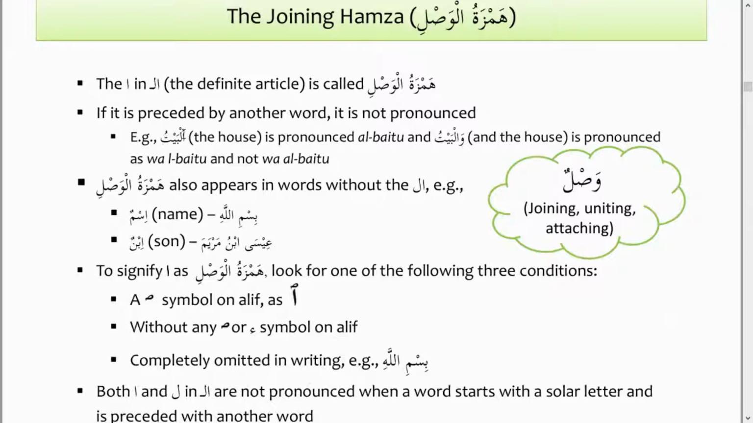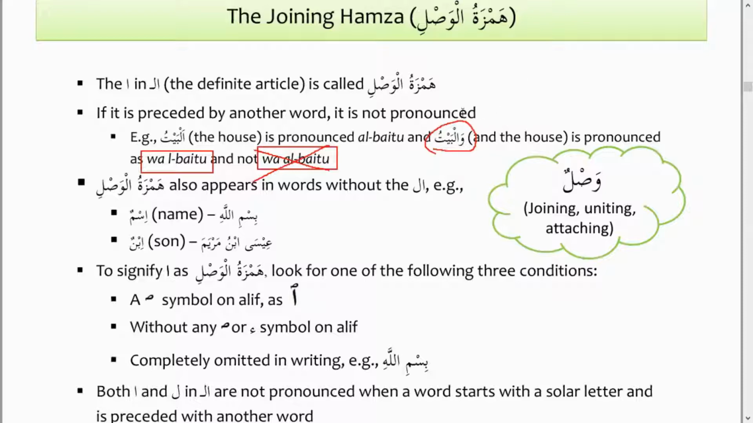We are pronouncing the Hamza, right? We are pronouncing Al-Baytu as Al-Baytu. And whenever any other word comes before it, such as wow, we won't say wa al-baytu. We will join it. We'll say wal baytu. The house is pronounced wal baytu, and not wa al-baytu. Wa al-baytu is not right. This is wrong. So we should pronounce this as wal baytu.